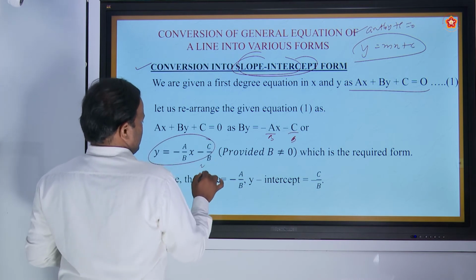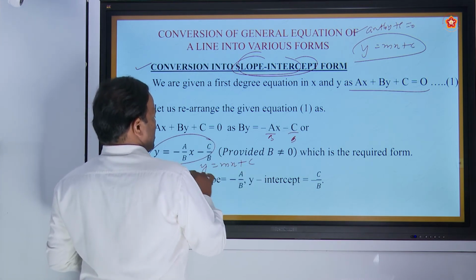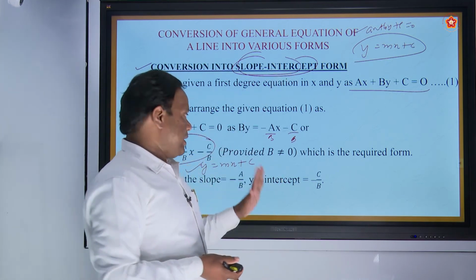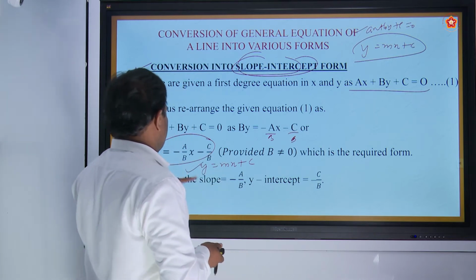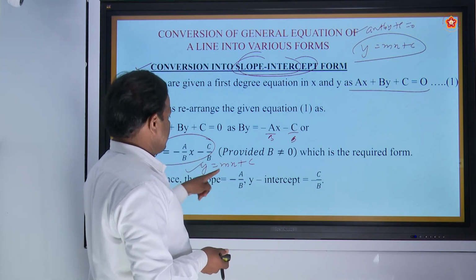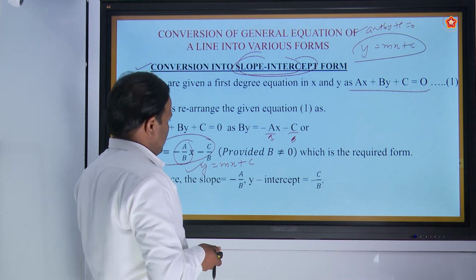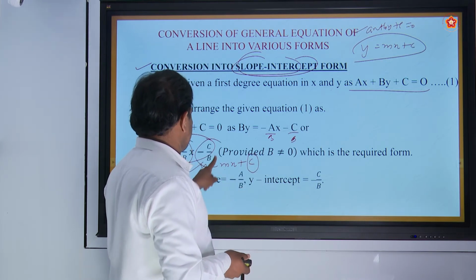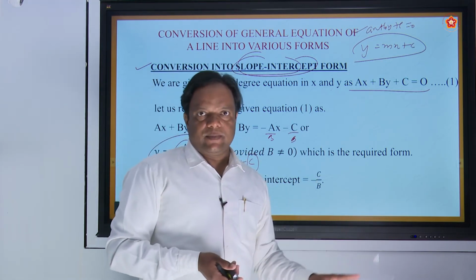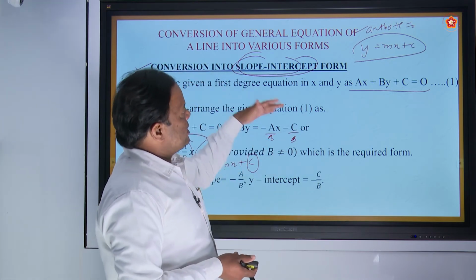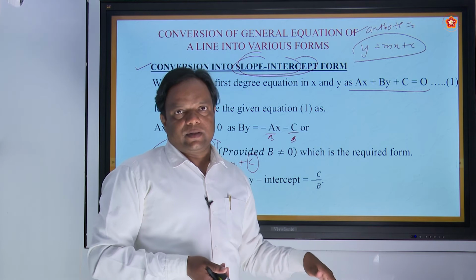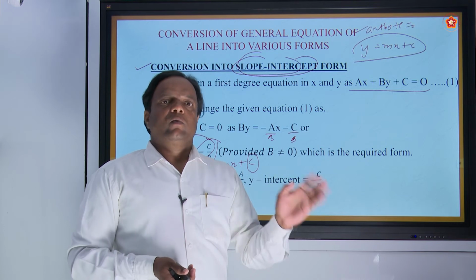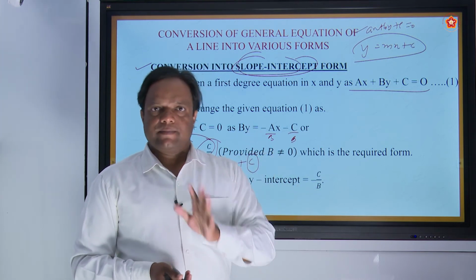This is in the form y equal to mx plus c, which is the slope intercept form. Correct? Comparing, m is the slope. Hence the slope m is minus a by b, and comparing c, the y intercept is minus c by b. Correct? Conversion of the general form to slope intercept form is very simple. Just take a x and c to the right-hand side, divide by b to get y equal to mx plus c, and write m and c.